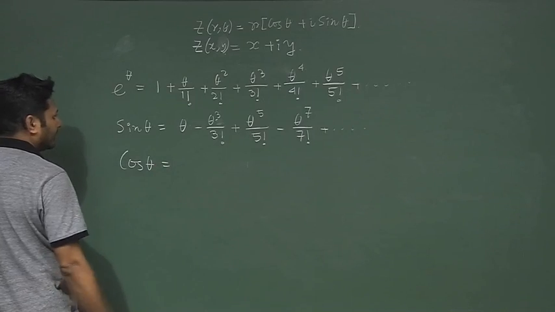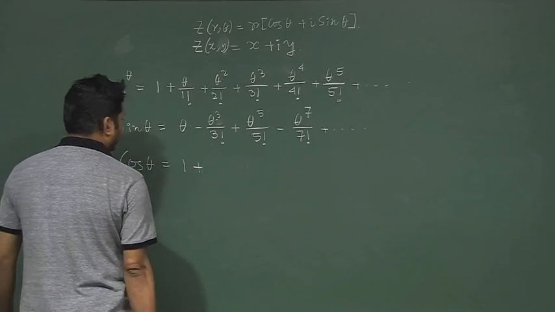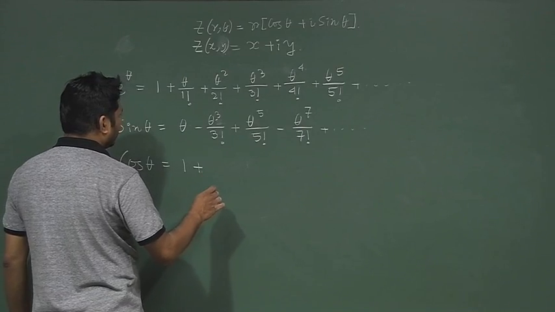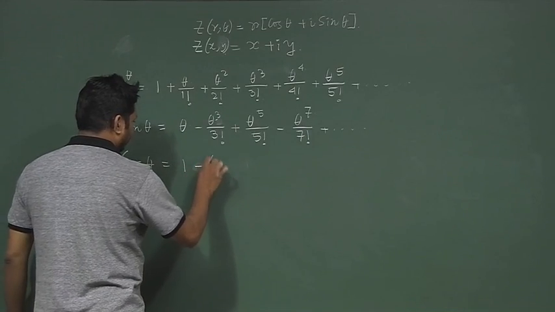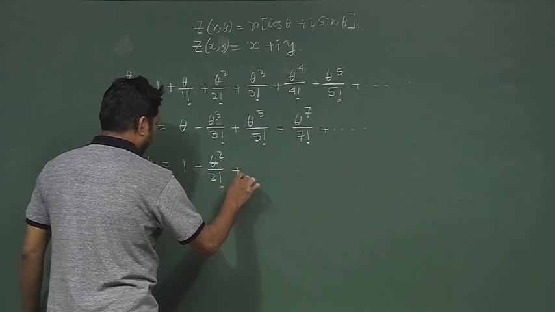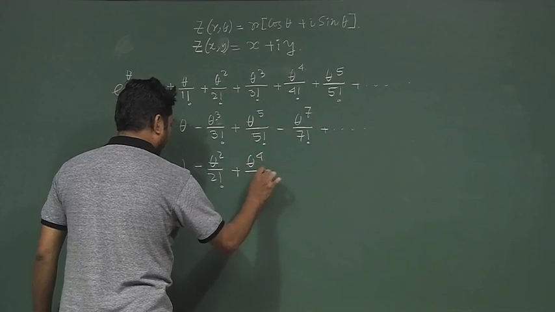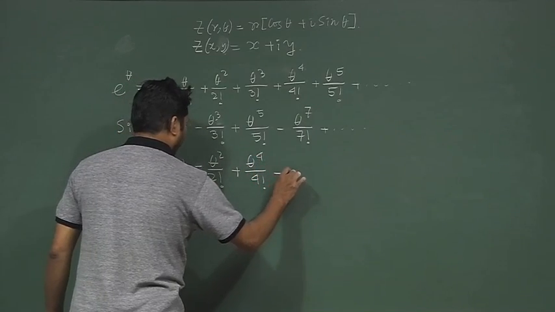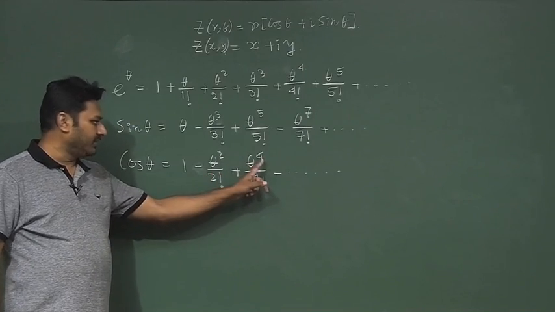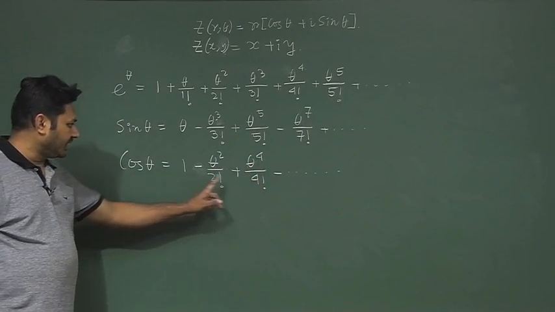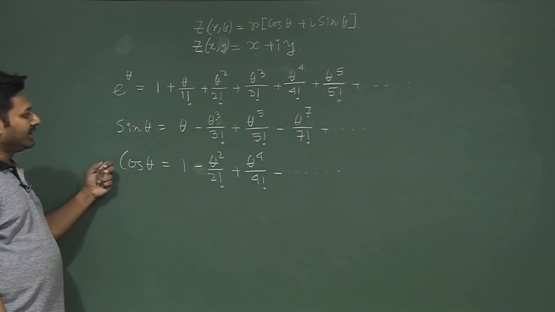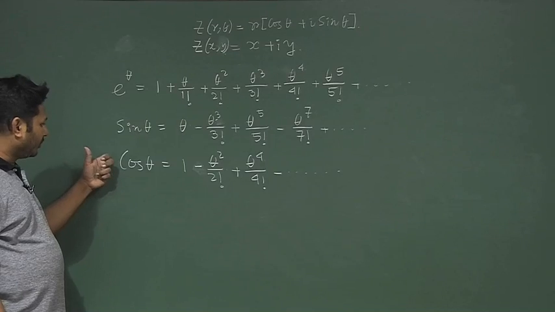cos theta is 1 minus theta square by factorial 2 plus theta to the power 4 by factorial 4 minus, and so on. Even terms, even powers with changing sign.